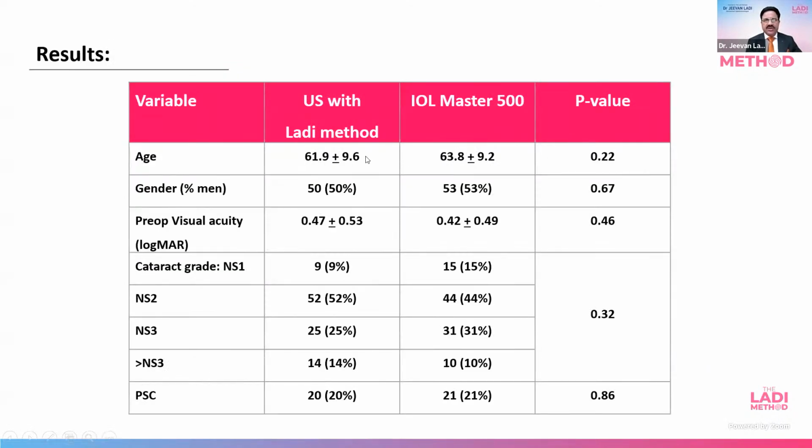This is the age in both the groups. This is the Ladi method and IOL Master 500 group. Gender also, there is not much difference there. Logmar acuity was also recorded. And these are the grades of cataract, that is grade 1, 2, 3, and more than 3, and PSC cataracts. None of them are statistically significant. Almost the same configuration will be seen in both the groups.